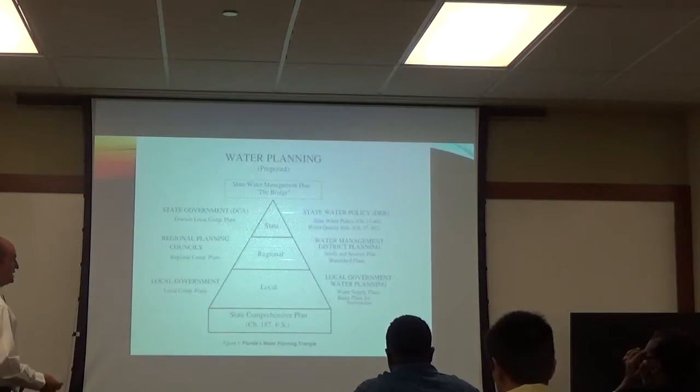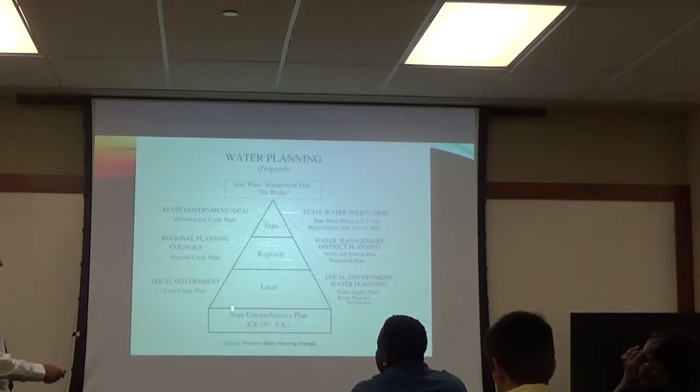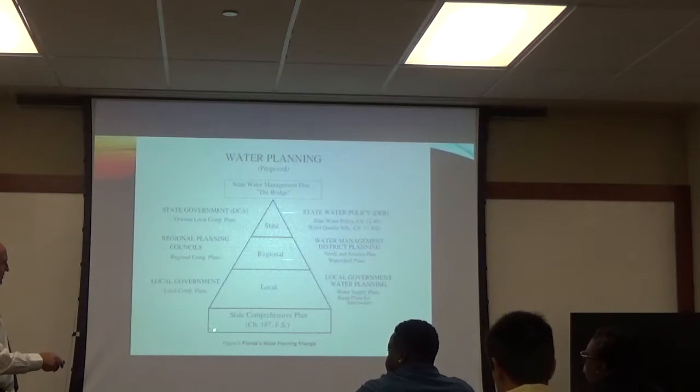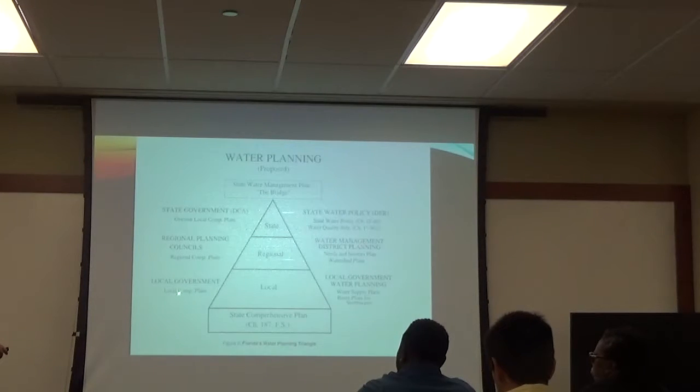So water planning: basically the state has a state water management plan. If you look at the different levels, you're talking about state, regional, and local. The state has a comprehensive plan, and that's in chapter 187 of the Florida Statutes. Each local government has to have a local comprehensive plan that feeds into the regional comprehensive plans. The state government, the Department of Community Affairs, which I think has a different name now, oversees all these local comprehensive plans. And how this planning ties into water policy is that you've got state water policy and water quality standards, and the water management districts on regional levels.